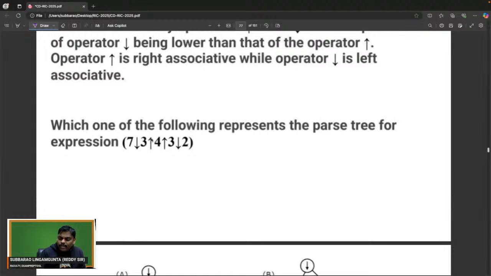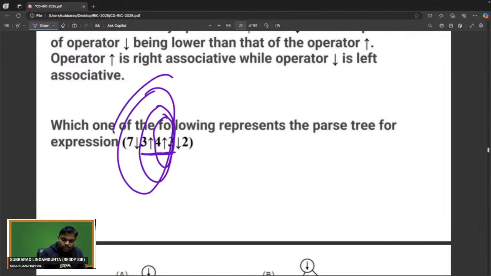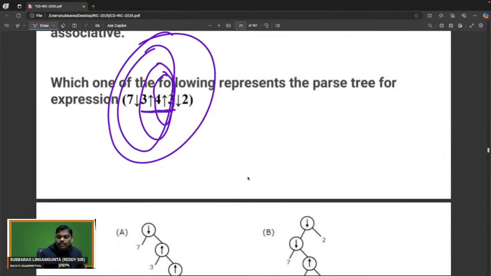Up arrow has the highest priority, so the two up arrows go first, but up arrow is right to left associative. Next the down arrow will be done. Down is left associative, so this will be done first. If you are okay with the rounding, the problem is over.